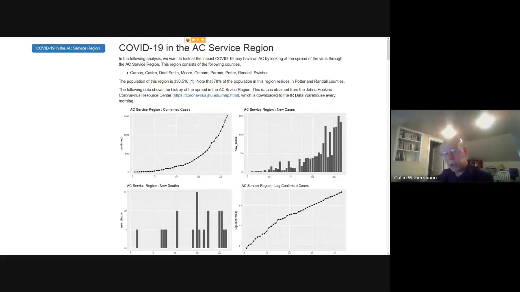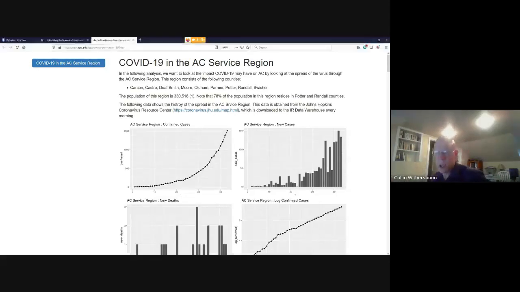So I wrote code and everything, and we implemented a way to automatically pull the data every morning from the Johns Hopkins Coronavirus Resource Center. We pull the data down every morning and load it into what we call our IR data warehouse. And then we can generate this every morning, automatically. All right? So we did that.